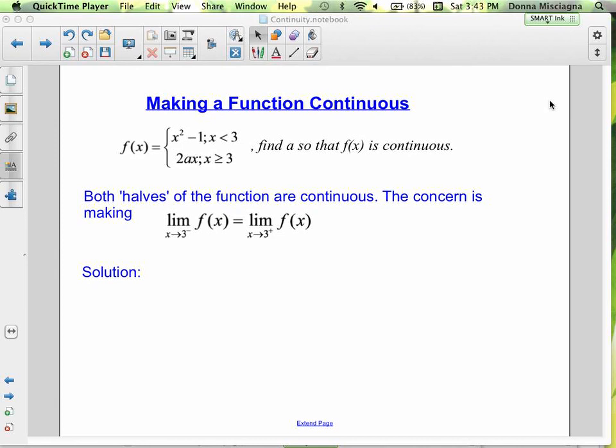To make sure that our piecewise function here is continuous, we have to make sure that the two halves of the function meet up, right? Because individually, both halves of the function are continuous. We have a quadratic, we know quadratics are continuous, and we just have a linear function, and linear functions are continuous. Right? The problem is at 3. That's the only place where our piecewise function could have a break in it.